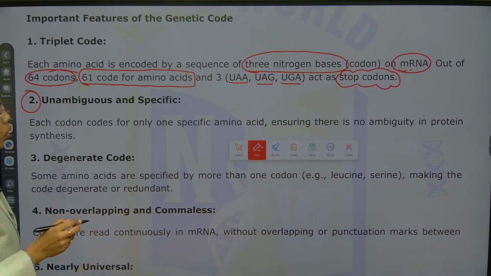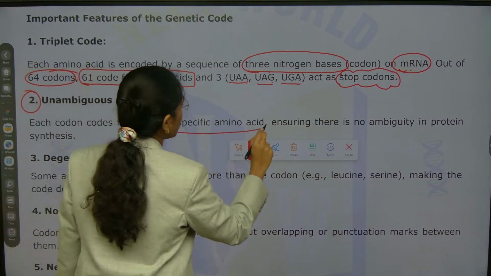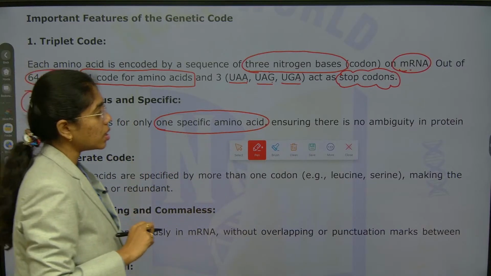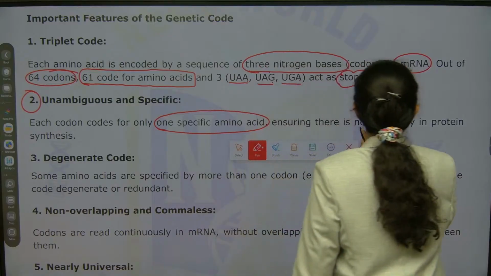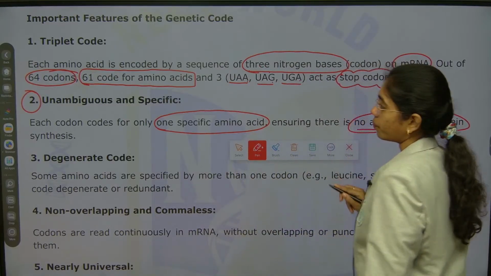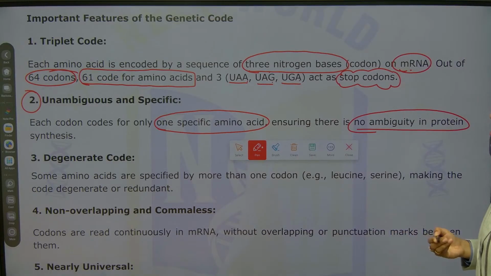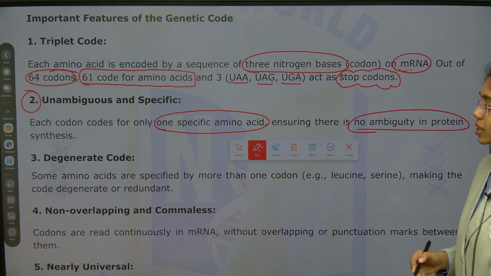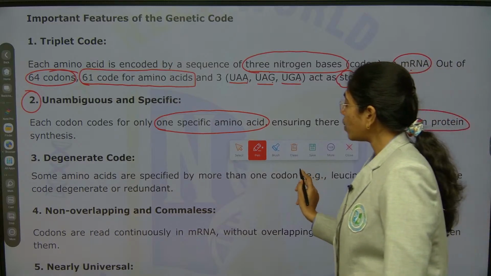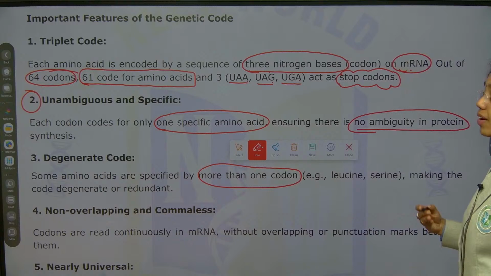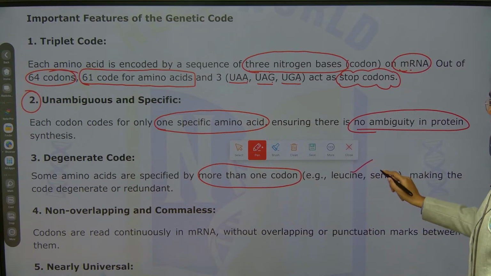Then you see unambiguous and specific. Each codon will code for only one specific amino acid. This ensures there is no ambiguity in protein synthesis. Next, degenerate code. Some amino acids are specified by more than one codon, for example, leucine and serine.